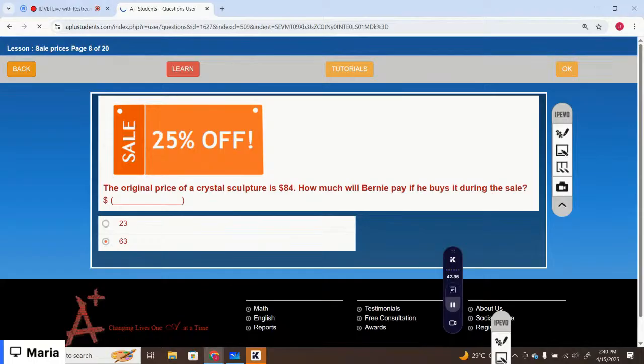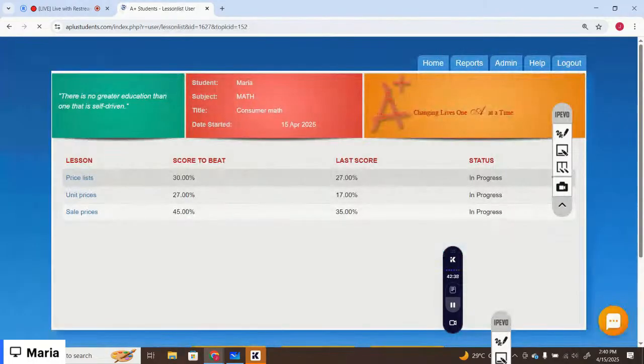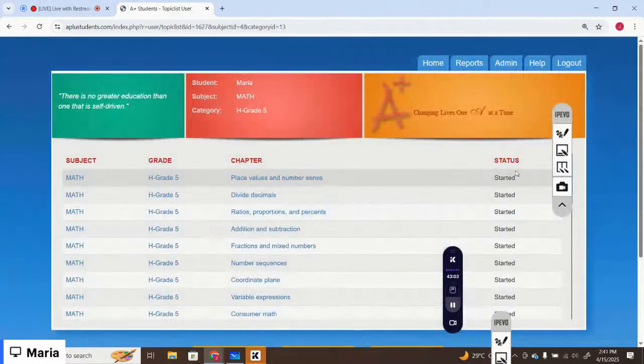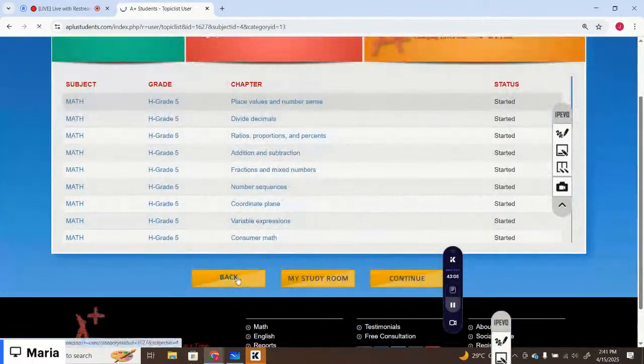So, we were working on grade 5 math. The chapter we were working on is consumer math. The lessons we have covered today are price list, unit prices, and sale prices. So please make sure before the next session you complete all the practice questions for the lessons we just did. That is your homework until next session.